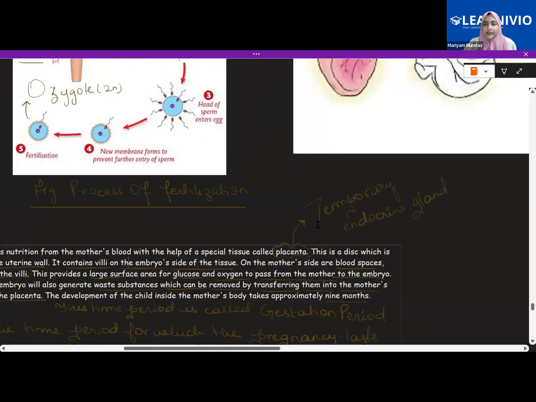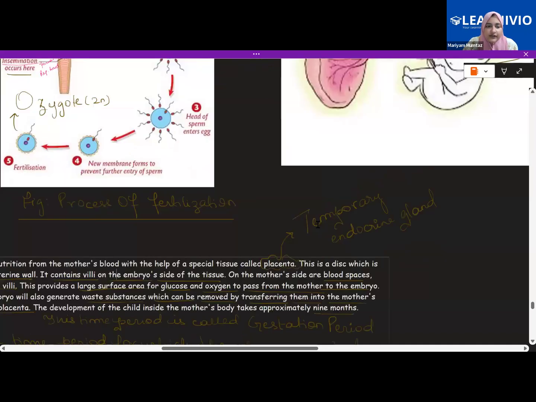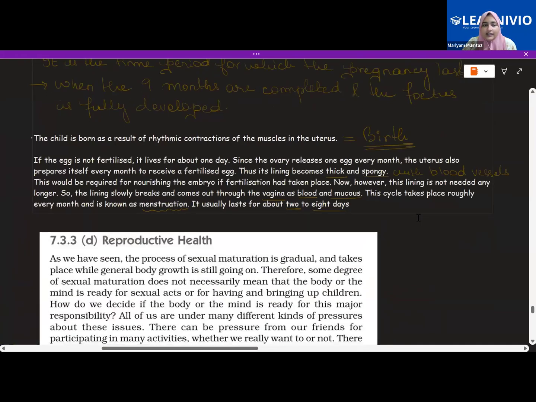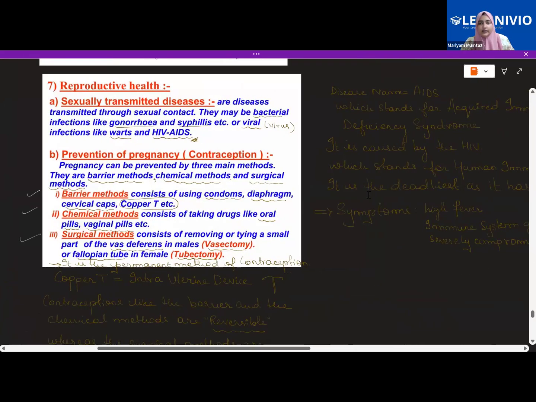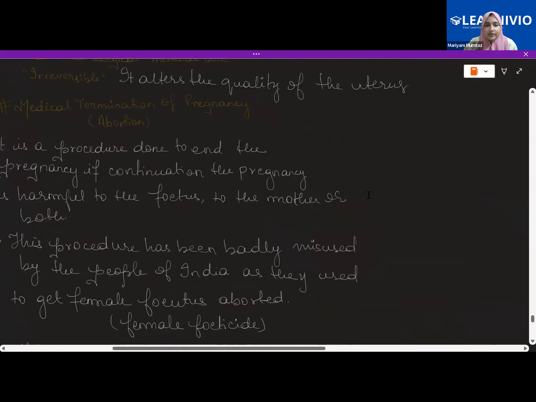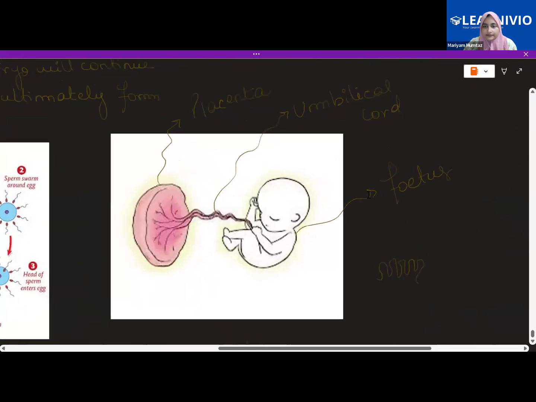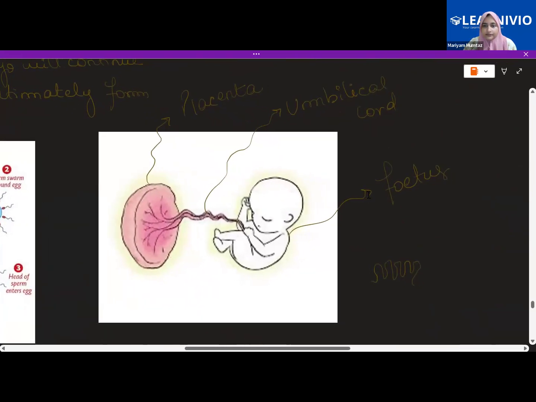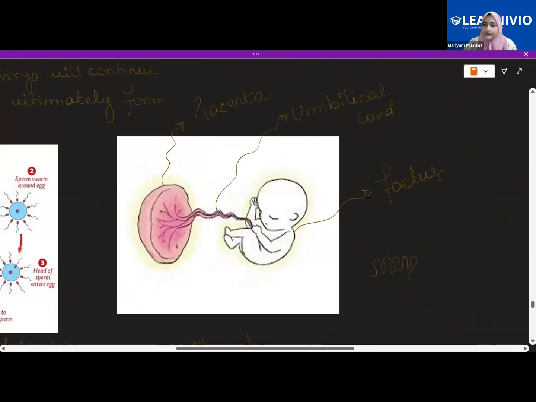Now draw this part and then you'll write. After that, we have to discuss the birth of the child and then the reproductive health associated with various kinds of diseases associated with reproduction. So now you draw this part. You've understood the whole developmental process? Yes.